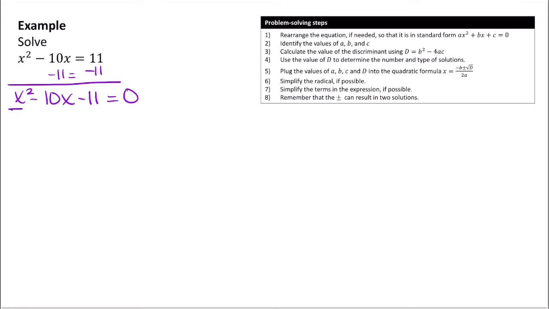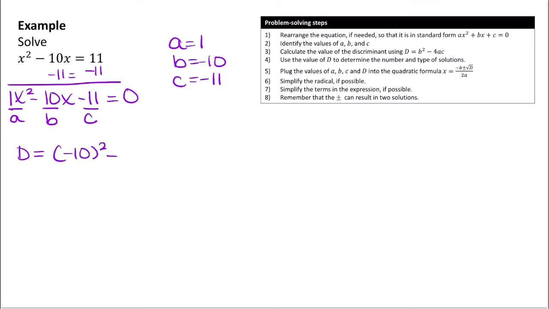So there's no number in front of x squared, so that's a 1. So I have a, negative 10 is b, and negative 11 is c. So I have a equals 1, b equals negative 10, and c equals negative 11. All right, so let's first figure out the discriminant. So the discriminant is going to be b squared, so negative 10 squared, minus 4 times a, which is 1, times c, which is negative 11.